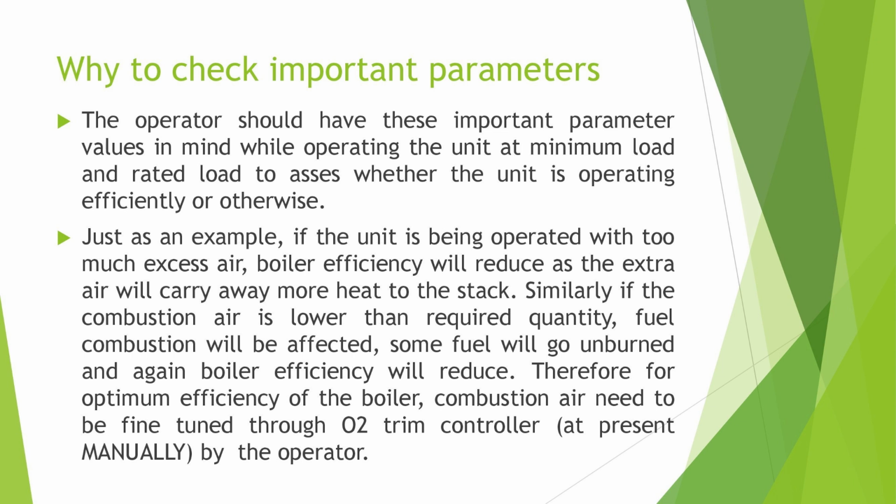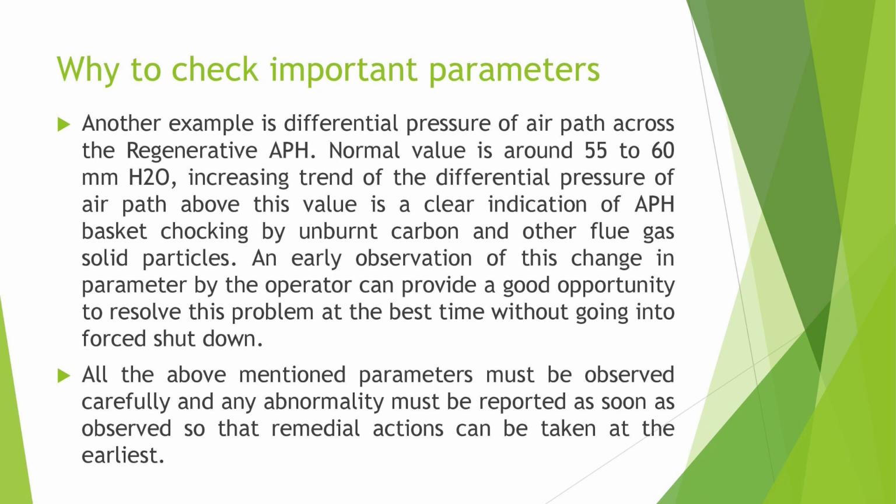Therefore, for optimum efficiency of the boiler, combustion air needs to be fine-tuned through the O2 trim controller, at present manually by the operator. Another example is differential pressure of the air path across the regenerative APH. Normal value is around 55 to 60 mm H2O. An increasing trend of the differential pressure of the air path above this value is a clear indication of APH basket choking by unburnt carbon and other flue gas solid particles. An early observation of this change in parameter by the operator can provide a good opportunity to resolve this problem at the best time without going into forced shutdown.